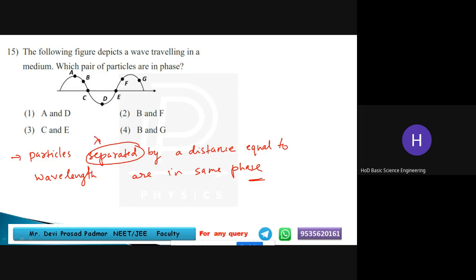Just look at the values. For which particles will the separation be equal to wavelength, lambda? Just consider point B and point G. Whether separation is equal to lambda here? Yes. Correct, no? For point B and G, the separation will be equal to lambda. A positive half and a negative half. Yes.